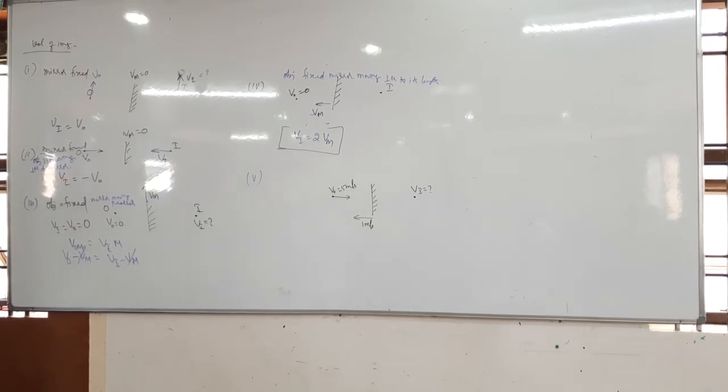When object and mirror are moving with velocities 5 meters per second and 1 meter per second towards each other, then find the velocity of the image and its direction. 7 meter per second, in which direction?